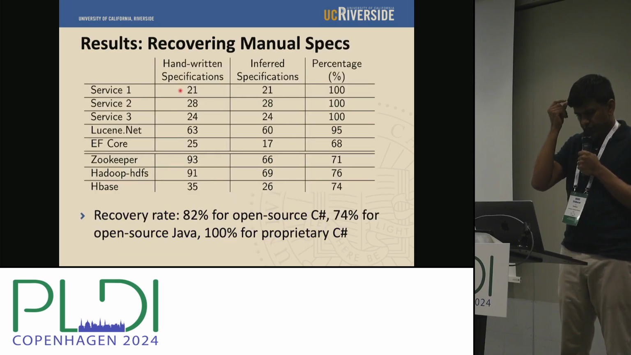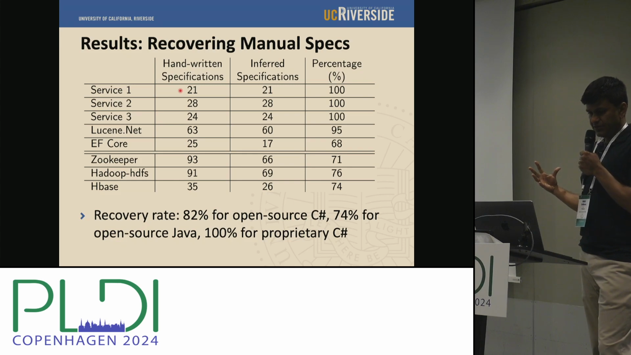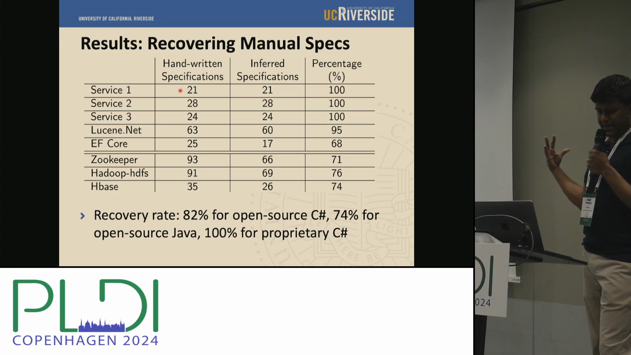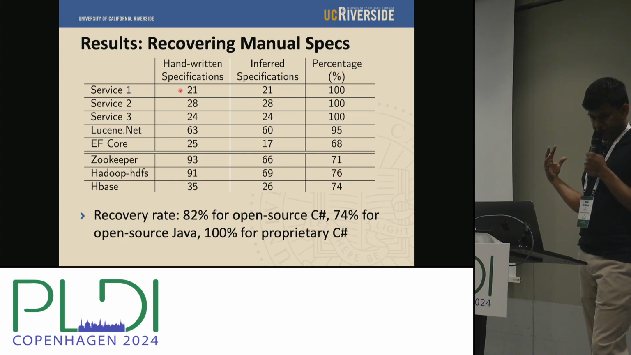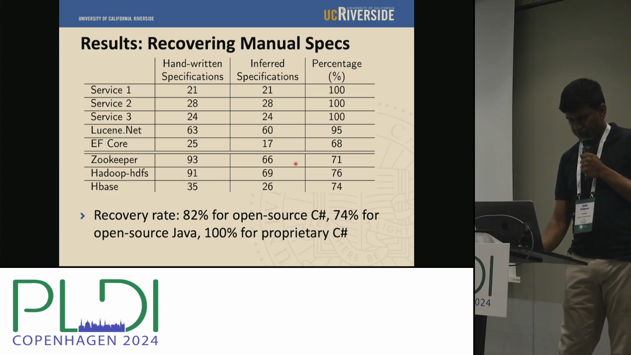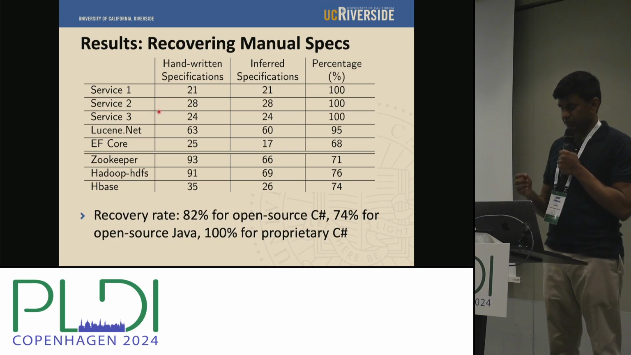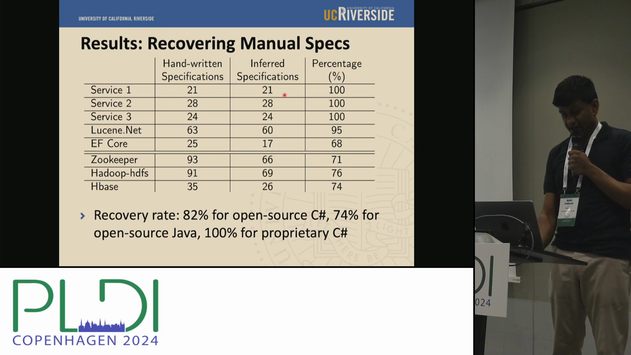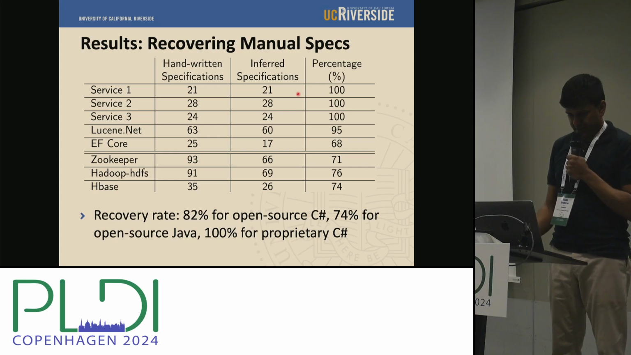So first, we had a bunch of benchmarks that had been annotated by hand already. So a question is, how many of those annotations were recovered by our inference? I think the overall average across all these benchmarks was between 75 and 80%. It's actually interesting how it breaks down. We looked at 3 proprietary C# services, and on those, we're actually able to infer 100% of the annotations that were written by hand.